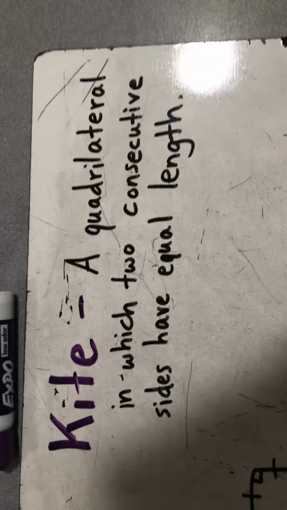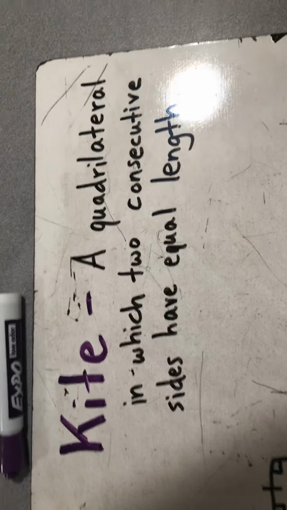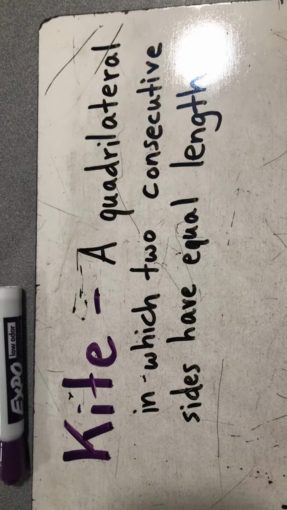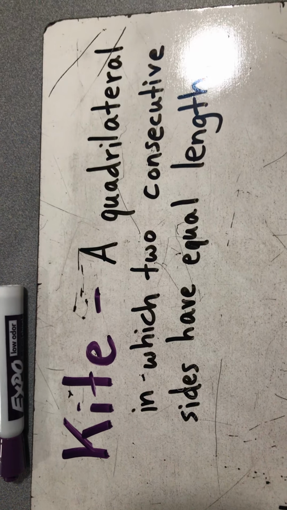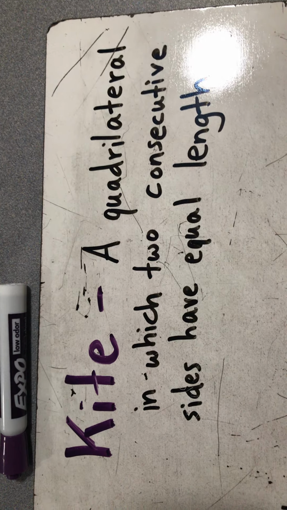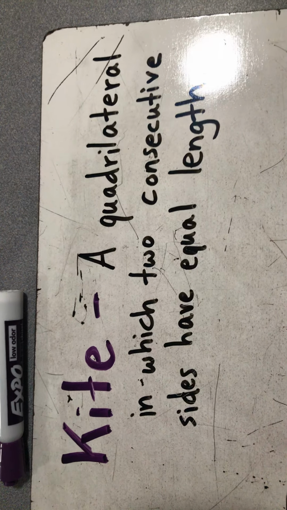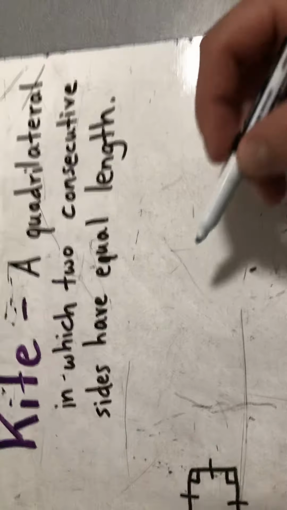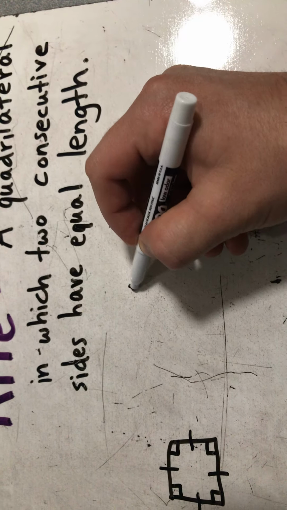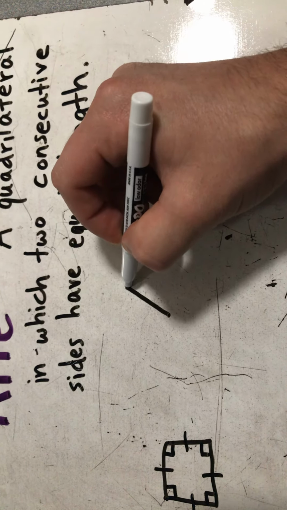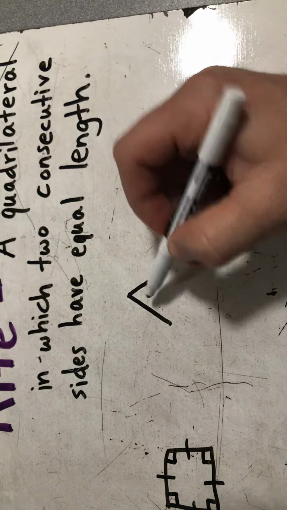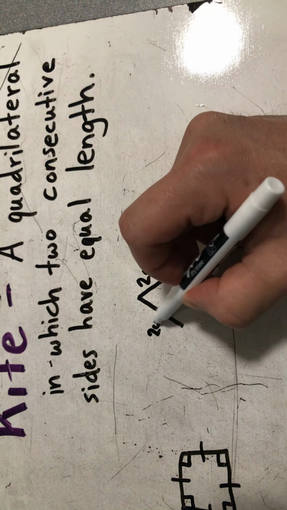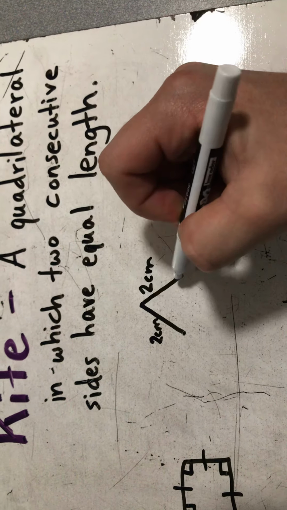Today, we're going to look at what a kite is. Obviously, we all know kites as something we can fly on a windy day, but in the mathematical world, a kite is a quadrilateral, a four-sided figure, in which two consecutive sides, right after one another, have equal length. So, for example, if I drew a kite like so, and these two sides, which are right next to each other, are equal length. We'll call that 2 centimeters, and this will be 2 centimeters.